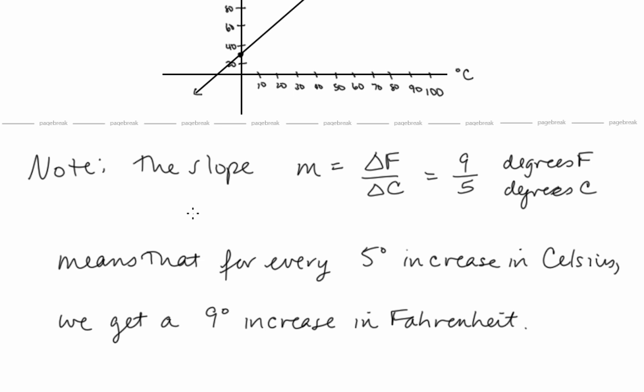Note here that the slope being 9/5 is saying for a 5-degree change in c, we expect a 9-degree change in f. For every 5-degree increase in Celsius, we get a 9-degree increase in Fahrenheit.